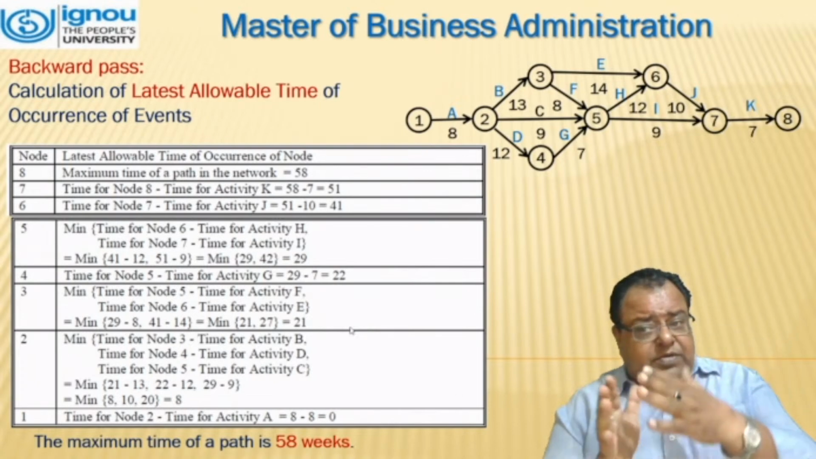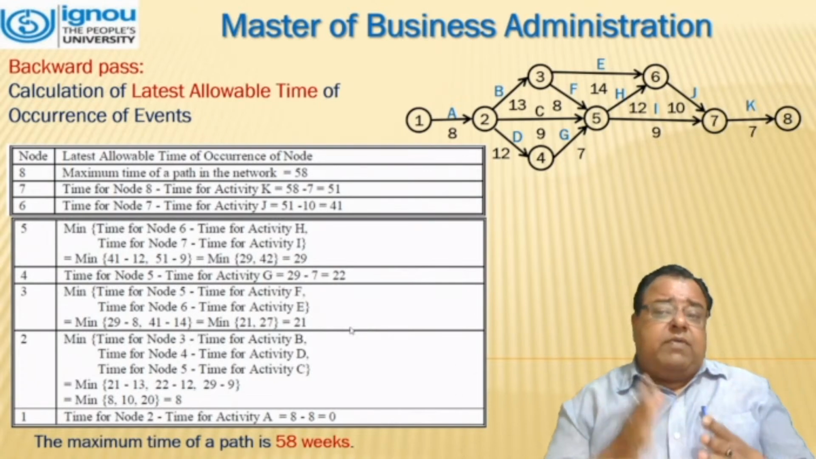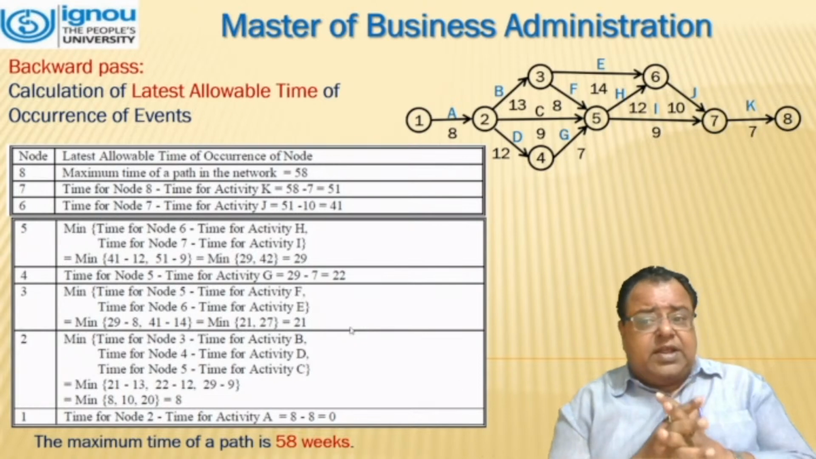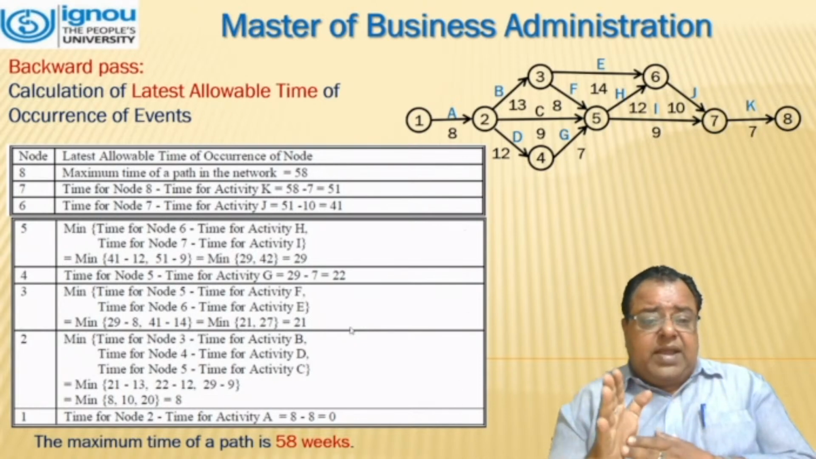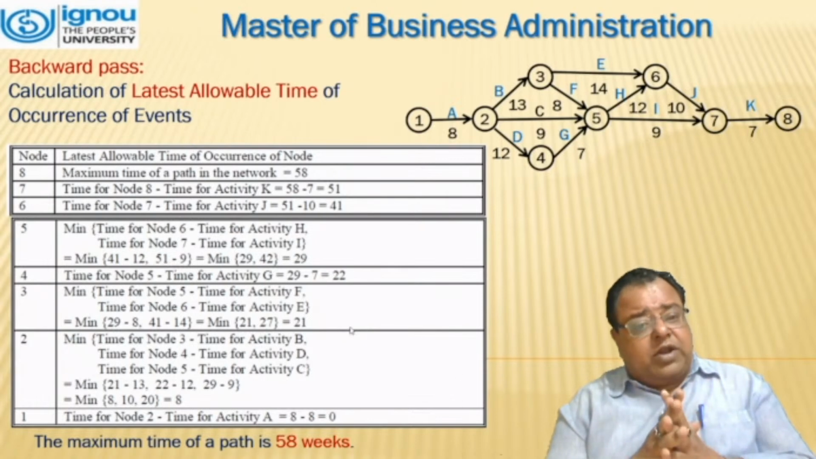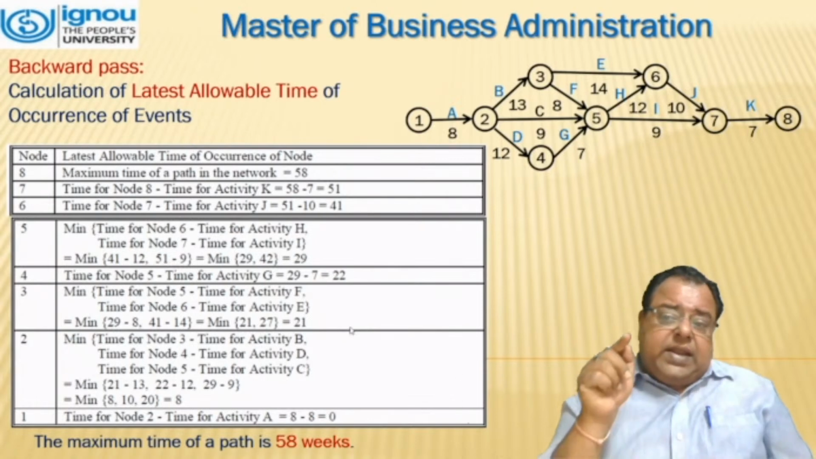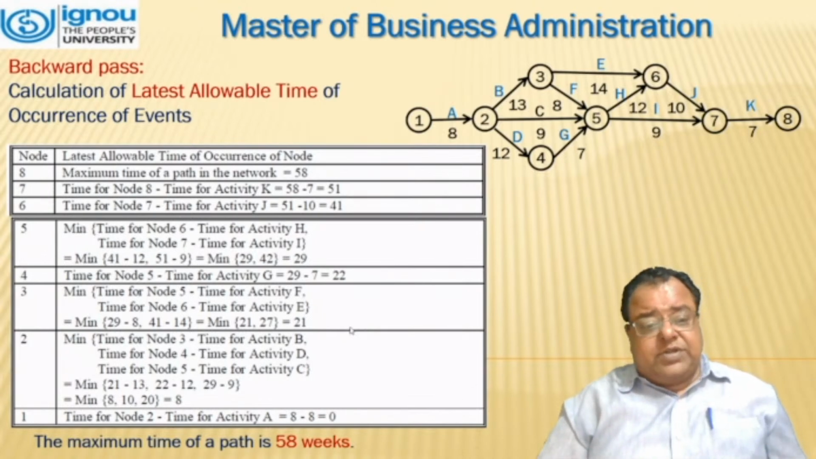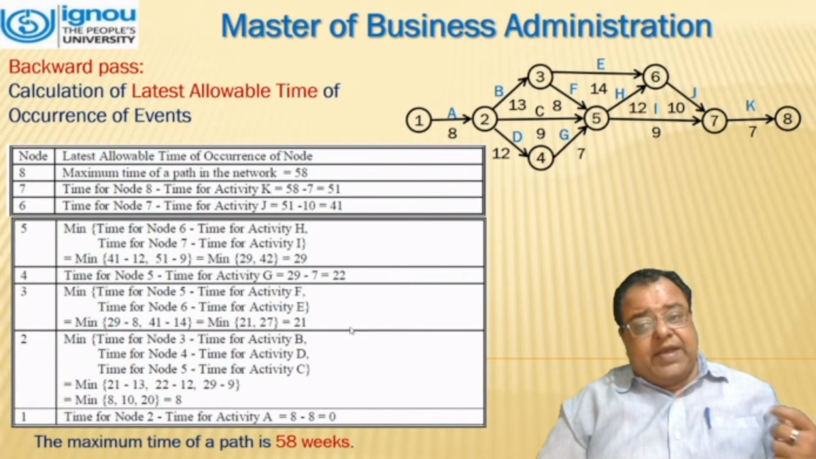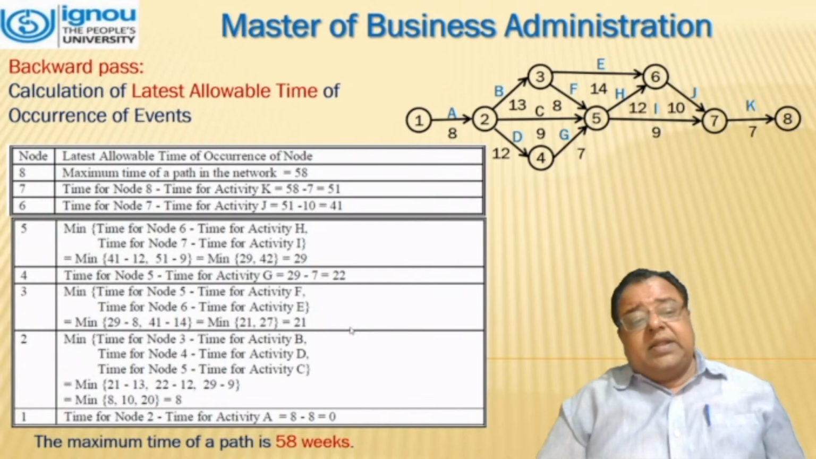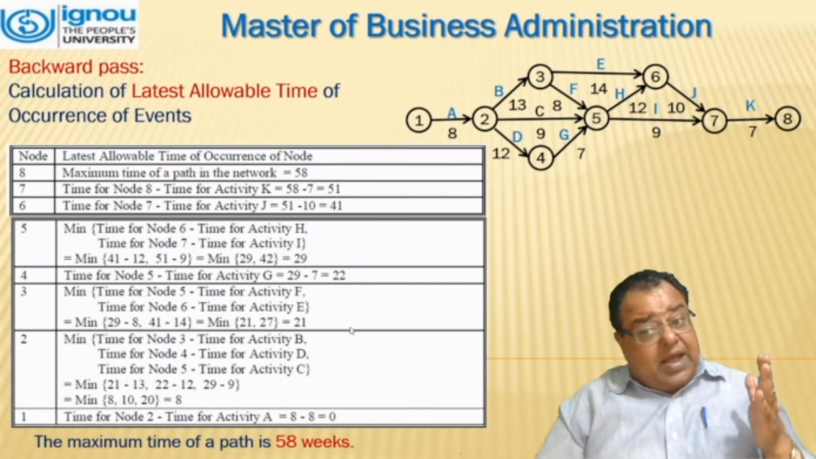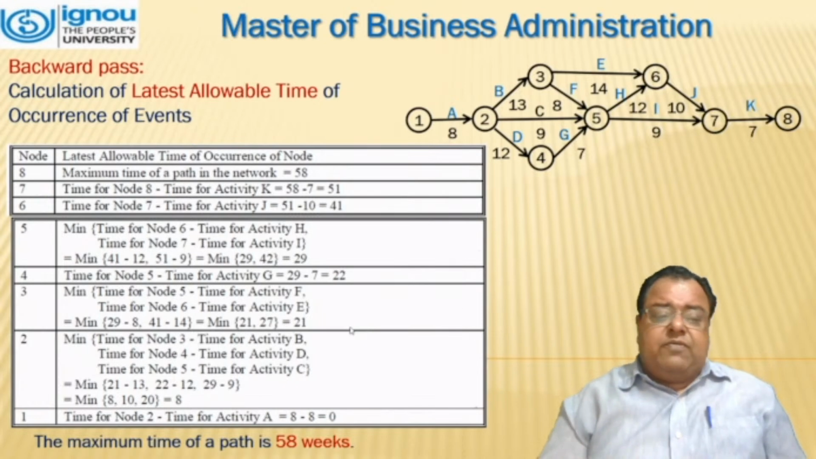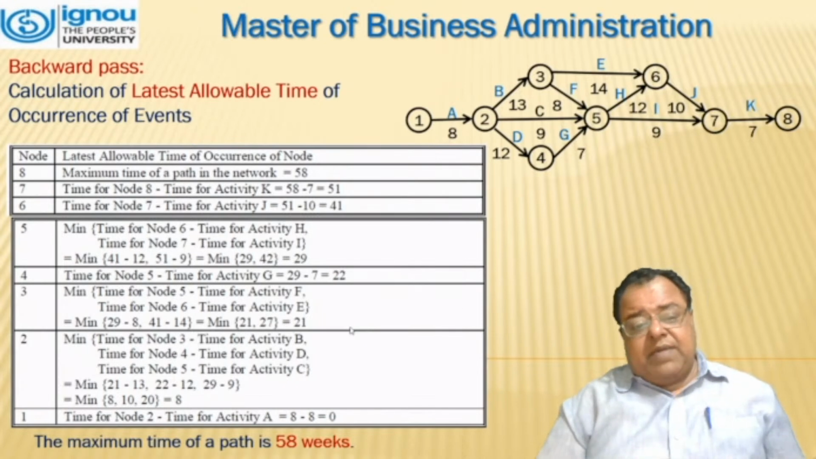We will move from 7 to 6. So if that comes out, we are talking about event 6, node 6. So node 6 will be 51 minus 10. That is straight away 41. Now at event 6, node 6, we have two activities. So we have to consider the time of node 6 minus the activity time of H and the time of node 7 minus the activity time of I, which comes out to be 41 minus 12 and 51 minus 9.